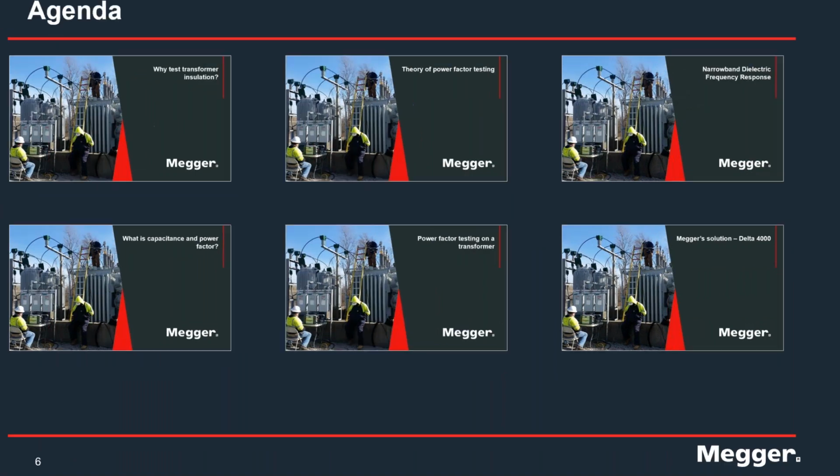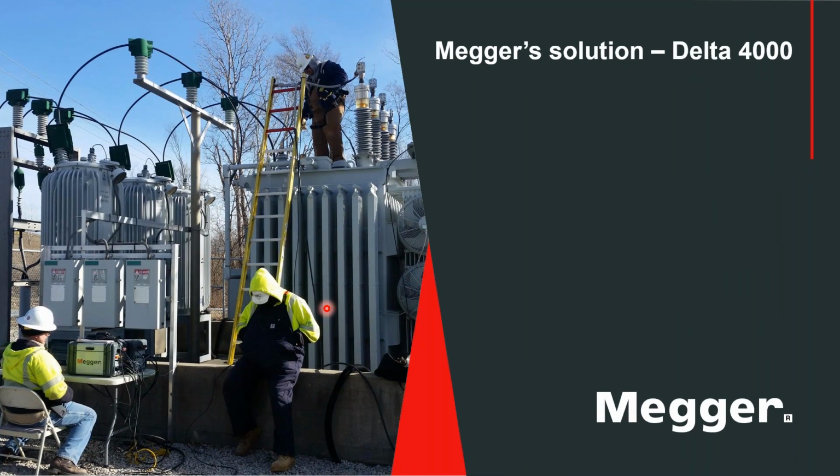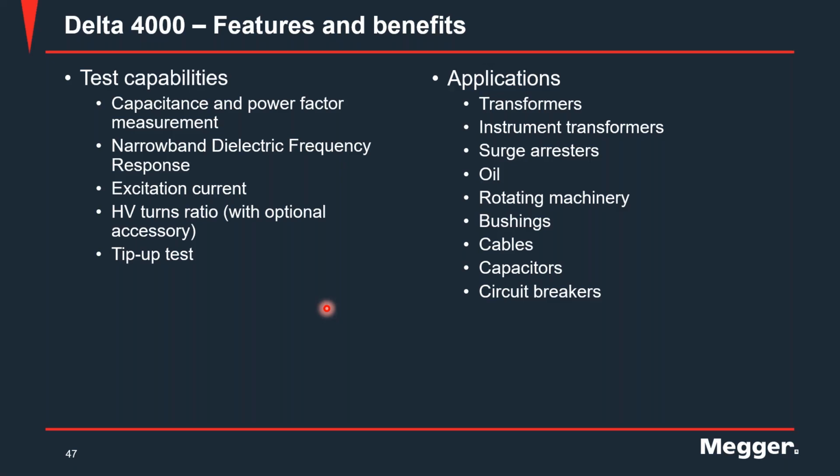Let's come to the final section of the presentation where we talk about the instrument and some of the features that it provides. So the Delta 4000 has the following features and benefits. It can be used to do power factor test and narrowband dielectric frequency response.